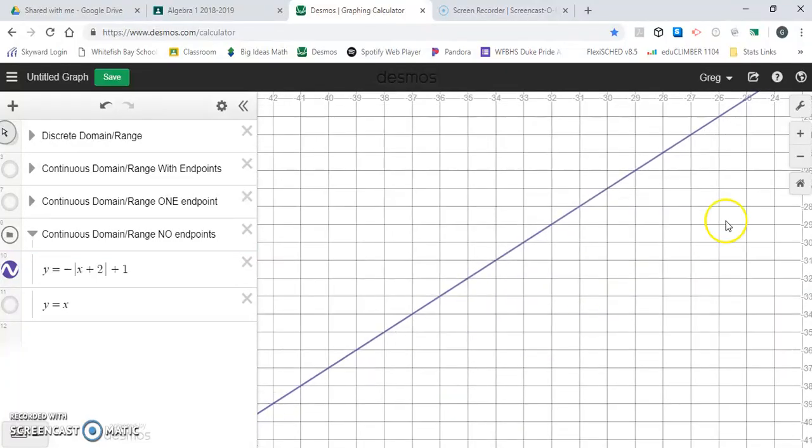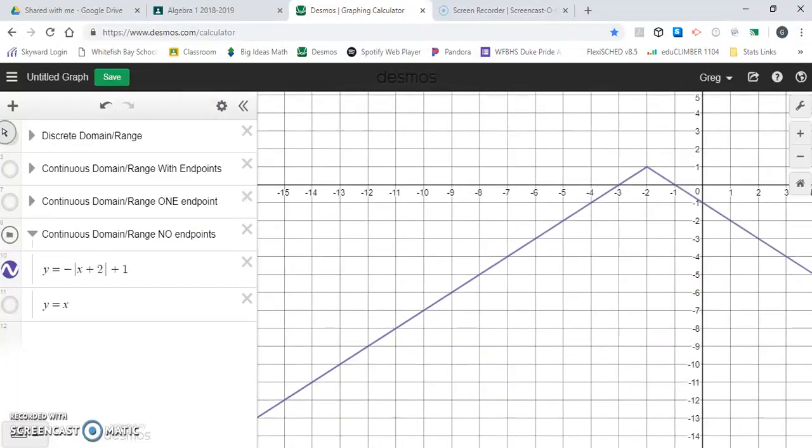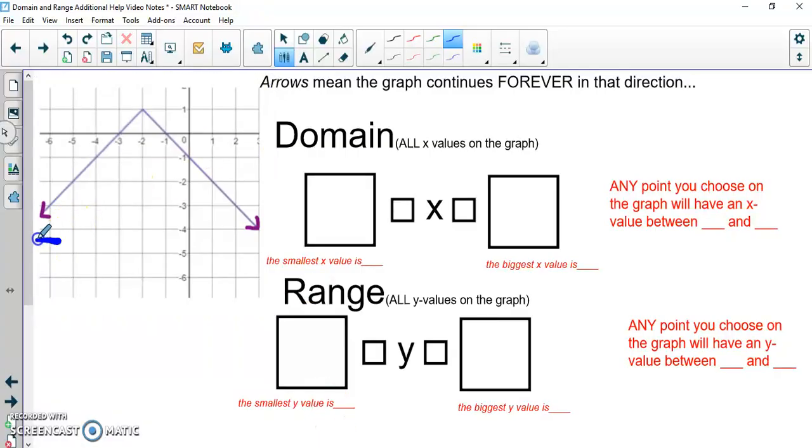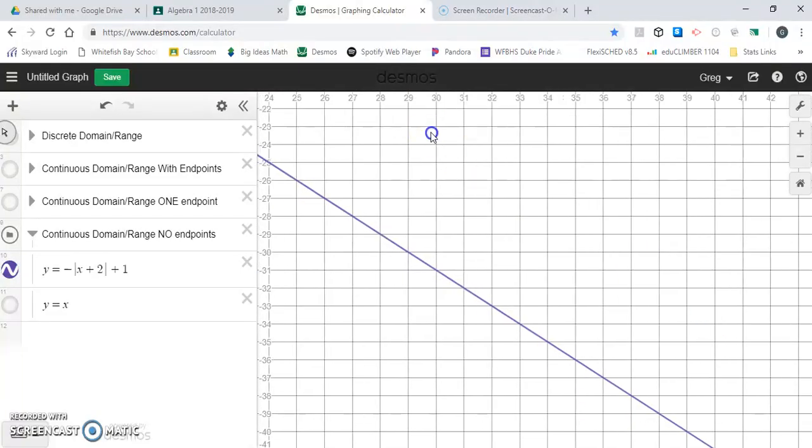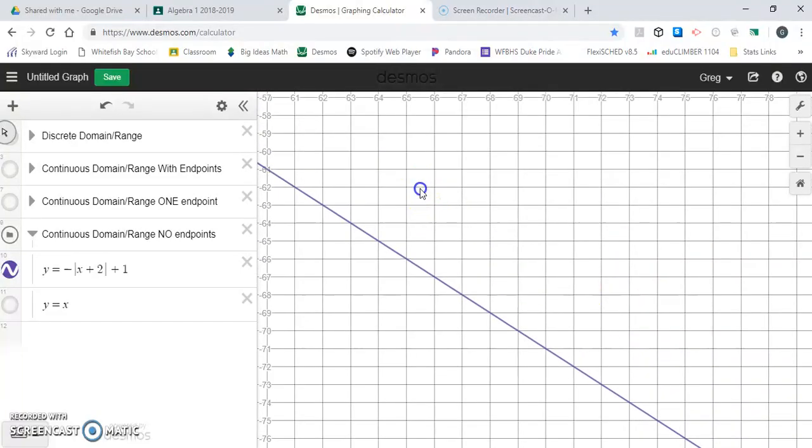So I can't find the starting x value because that arrow means it's going to go left forever. Now this arrow, I would just keep following it, so the x values are going to go that way forever. So in other words, where is the last x value on the graph? I'm never going to be able to find it because it keeps going forever and ever.